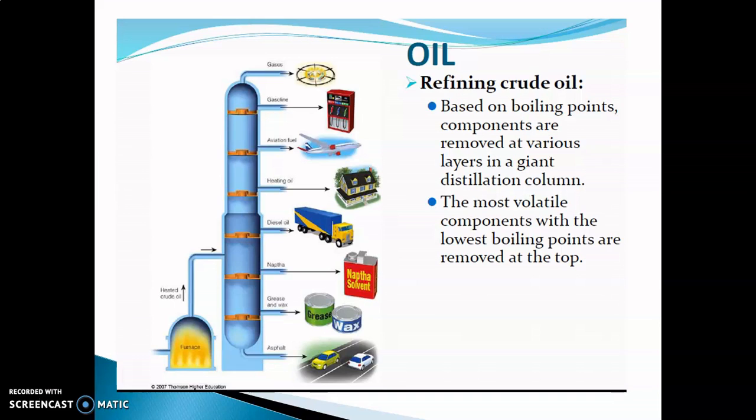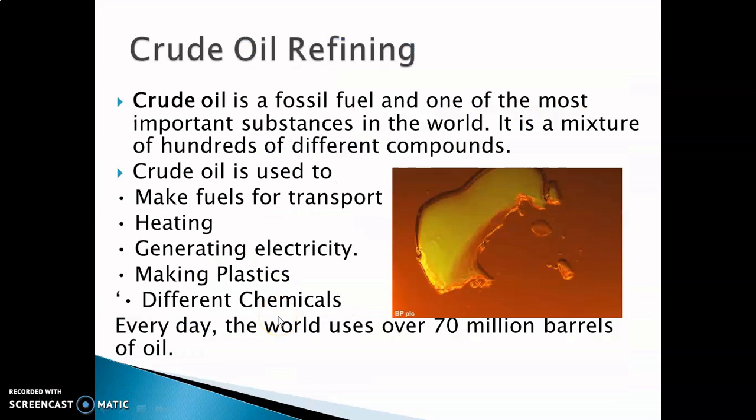You have a lot of substances: gases, gasoline, aviation fuel, heating oil, diesel oil, naphtha. And where do you get all these things from? From crude oil. And what is crude oil? It is also a fossil fuel, just petroleum. The typical word is crude oil, just like coal. It is a mixture of hundreds of different compounds, and from that we segregate different constituent fractions, and those are our various liquid fuels.